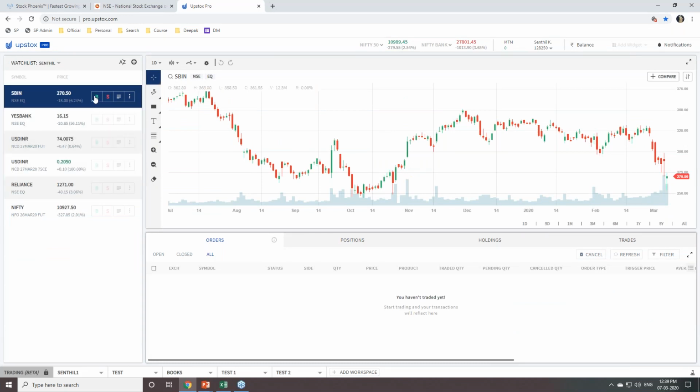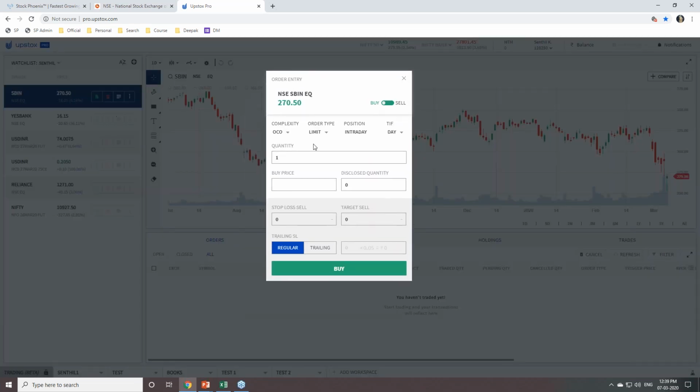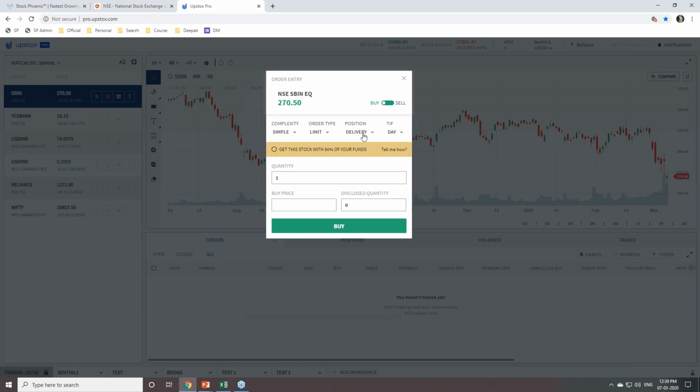Say, for example, the different types of orders we are going to learn now. You want to buy, so click on B. If you want to do an intraday trade, you have to select intraday here, or delivery. If you want to carry forward the position, you have to change it to delivery.